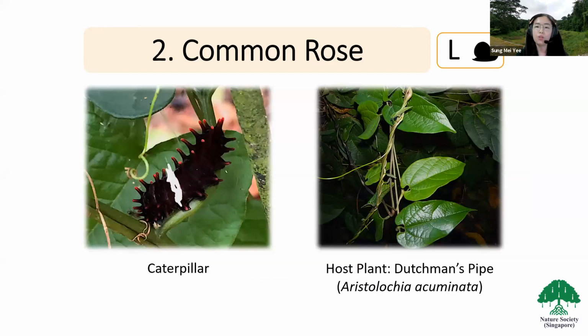Same as the common birdwing, they have the same host plant, which is also the Dutchman's pipe. Once again, we cannot find the Dutchman's pipe. They are usually found in our forests, and we do not have many forests left, which is why the common rose is also uncommon nowadays. And this is how its caterpillar looks like.